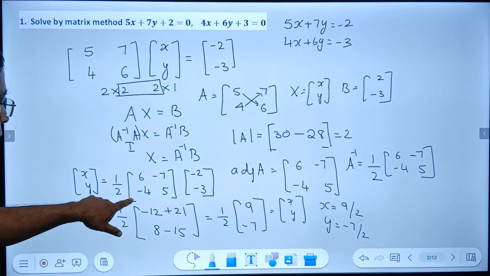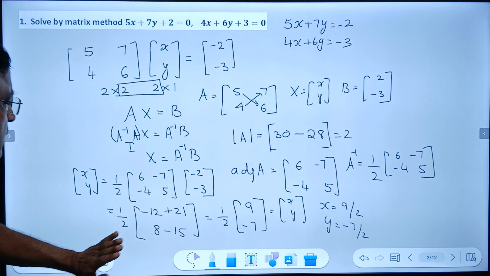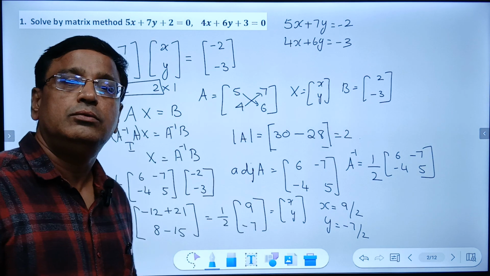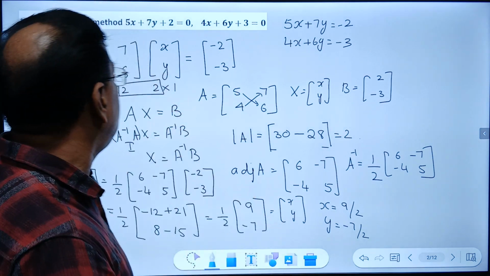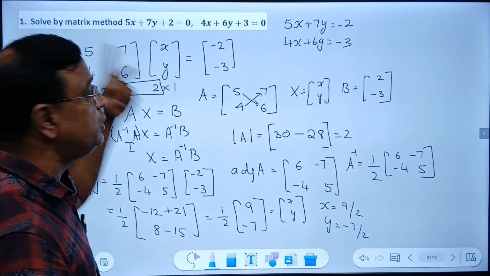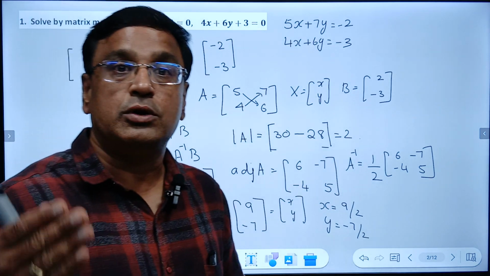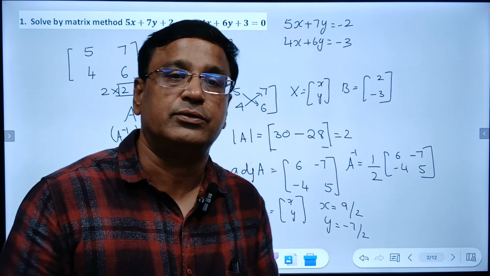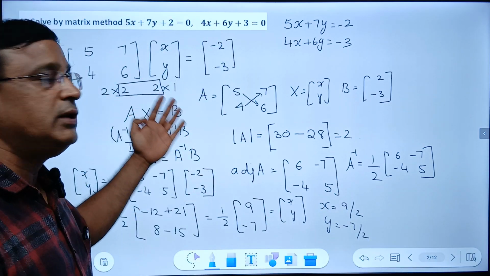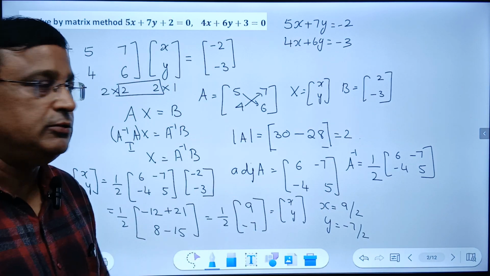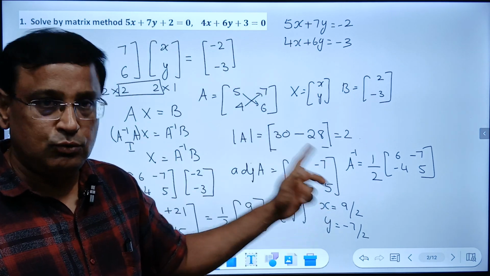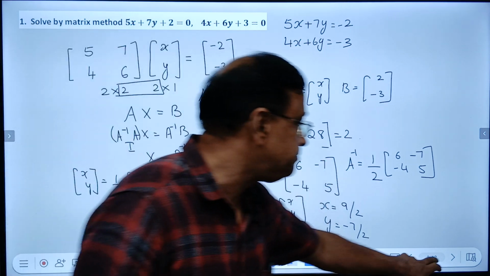Let me just check it once again. This is 8 and this is 15. I think everything looks okay. So this is how you solve a matrix with 2 equations and 2 unknowns. The process was very lengthy when it was 3 equations and 3 unknowns, because finding cofactors was a process. But here I think it is very, very easy. I hope this is clear to you. So you should also know how to solve 2 equations and 2 unknowns using the matrix method.